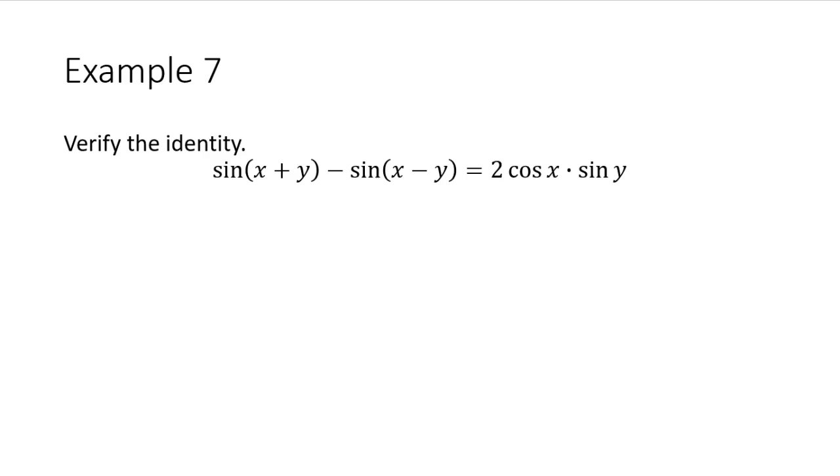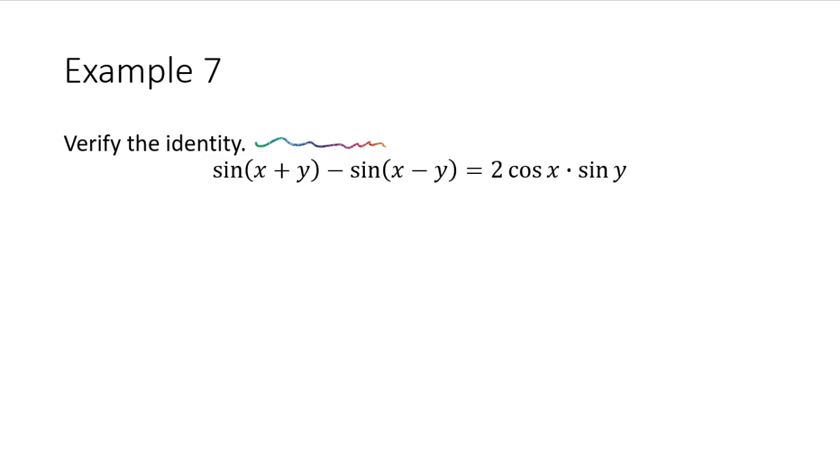Example 7, verify the identity: the sine of x plus y minus the sine of x minus y is equal to 2 times the cosine of x times the cosine of y. Once again, I have a whole lot of stuff on the left-hand side and just a little bit over here, so I'm going to be working on the left-hand side. Also, I see that I have the sine of a sum and the sine of a difference, and I have formulas for those. So I'm going to expand both of these on the left.